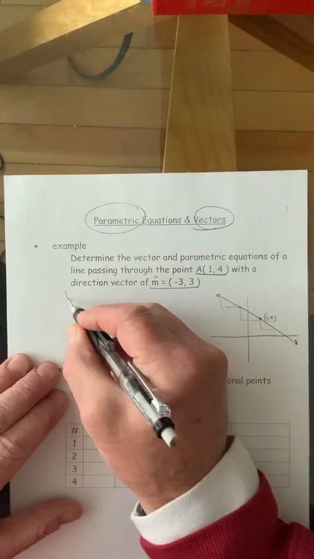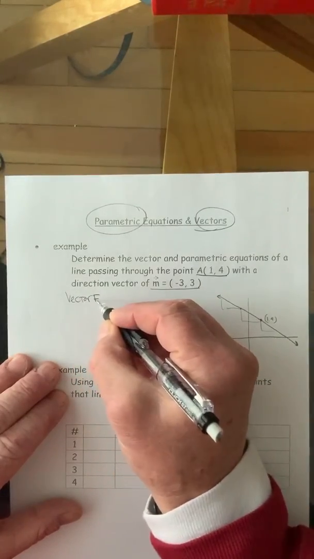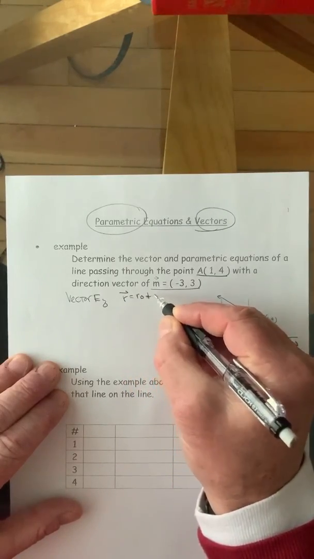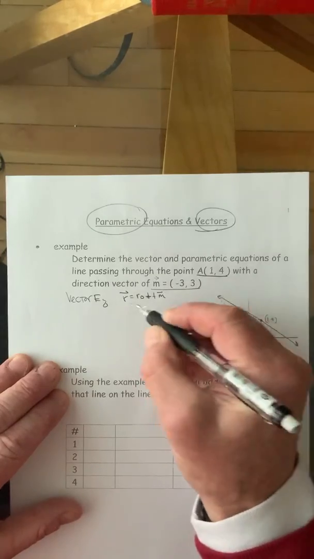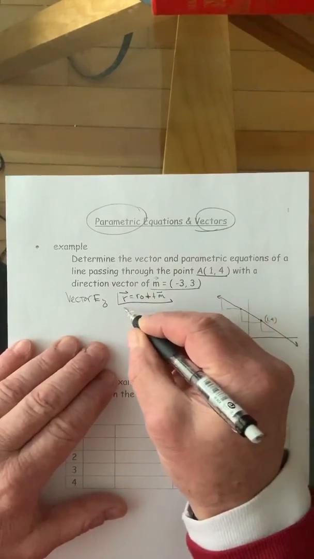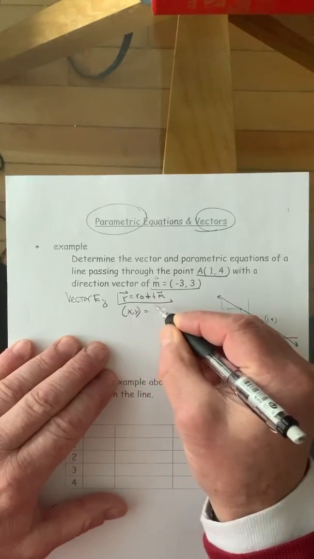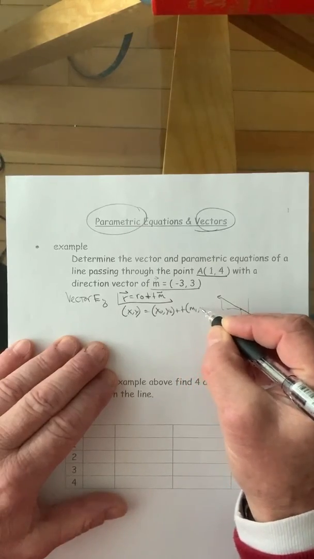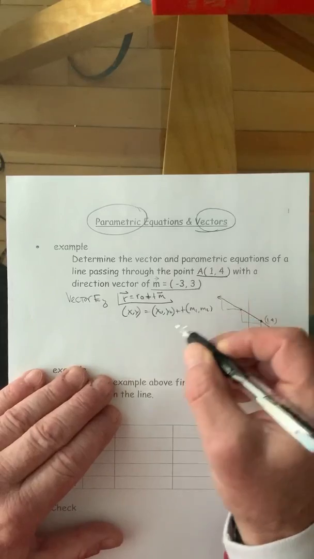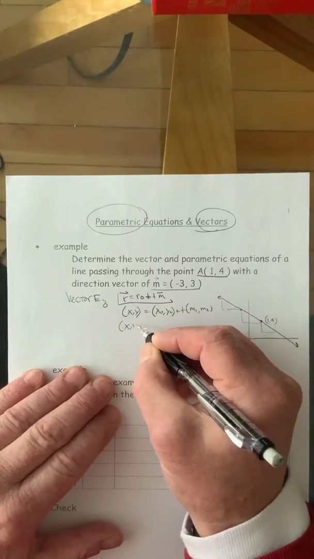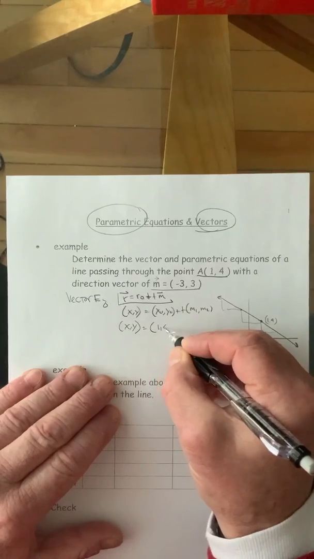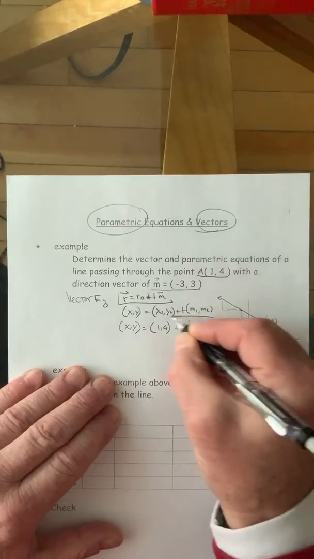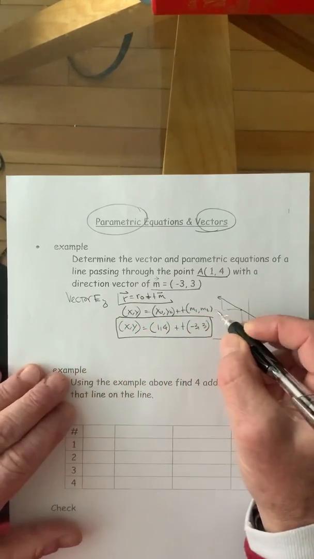For a vector equation, from the last lesson, we know this is the basic equation. It can be modified into, and in our case, we're given a point, 1, 4, and we're given the slope. There's the vector equation.